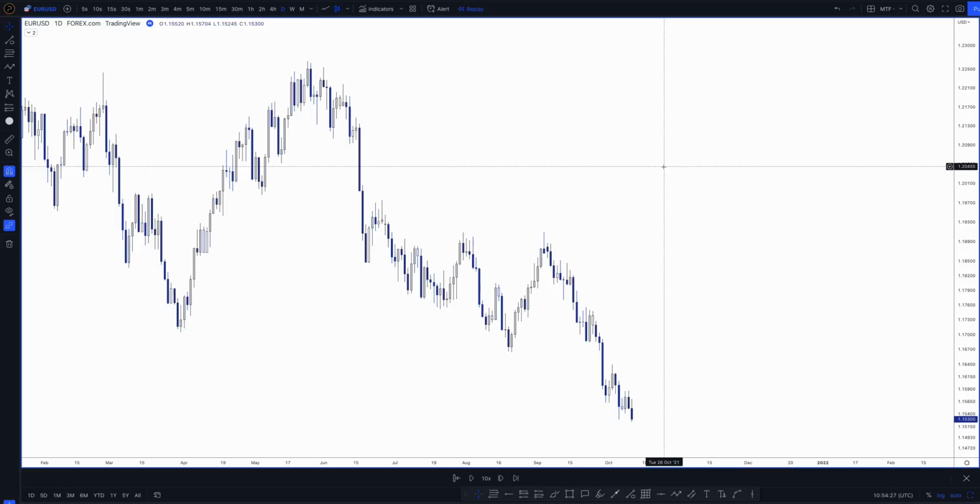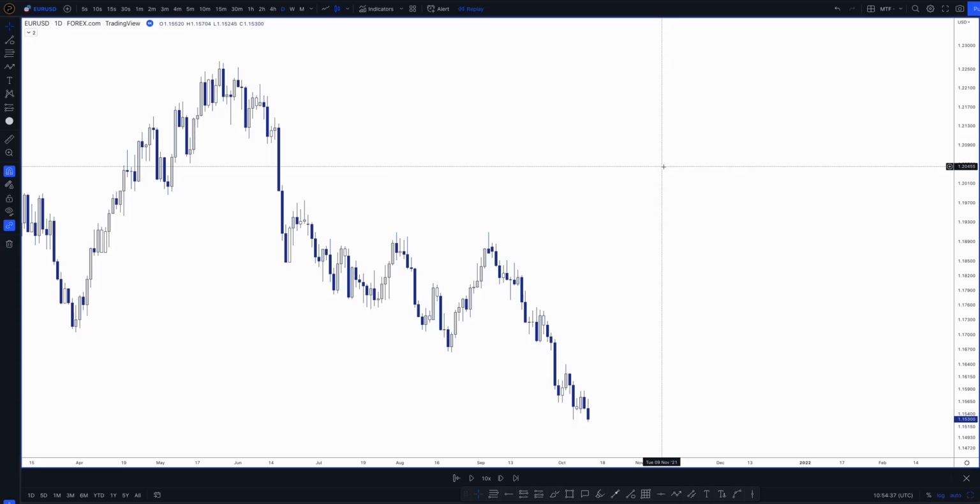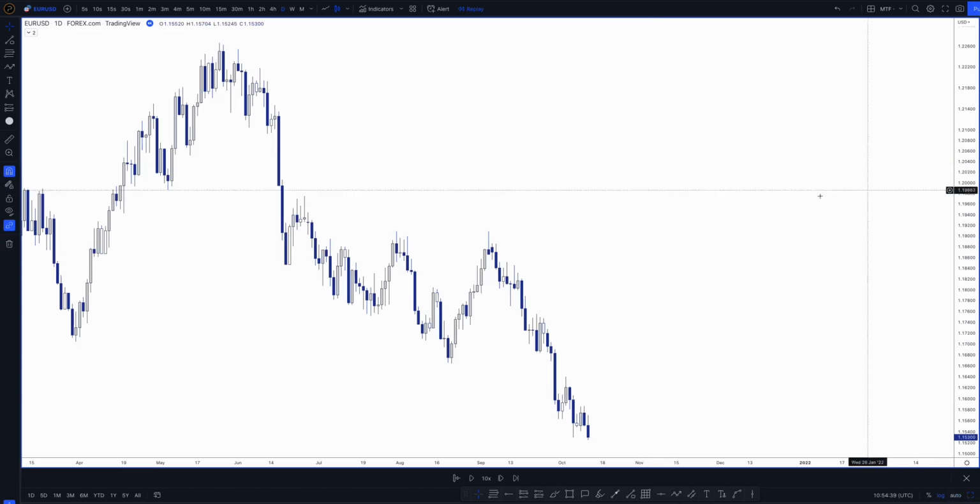Okay, so now we are going to apply the concepts using bar replay and just going a little bit more slowly and analyzing it just like I would in the live market. We're going to look at 3 timeframes in this instance.